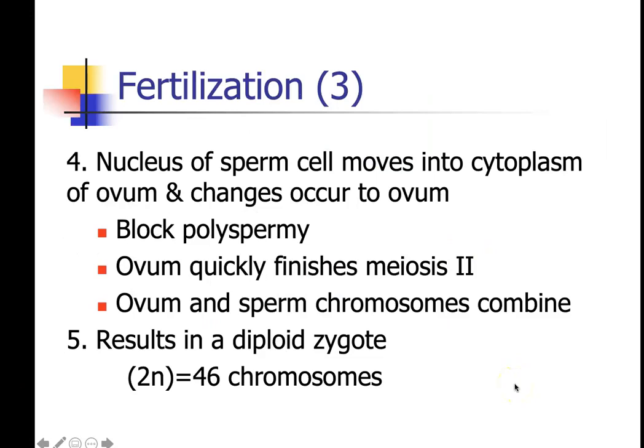Okay. So the nucleus of the sperm cell moves into the cytoplasm of the ovum, and very quickly, within milliseconds, changes occur in the ovum to block polyspermy. At that point, then, the ovum is going to quickly finish meiosis too. So it's actually hanging out here in arrested meiosis, and it's going to quickly finish meiosis II, and then the ovum and sperm chromosomes are going to combine, resulting in a diploid zygote. So diploid zygote, it's going to be 2N, 46 chromosomes, 2 sets of 23 chromosomes.